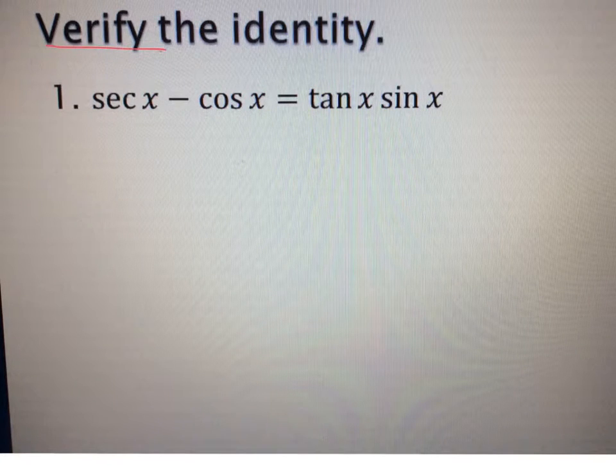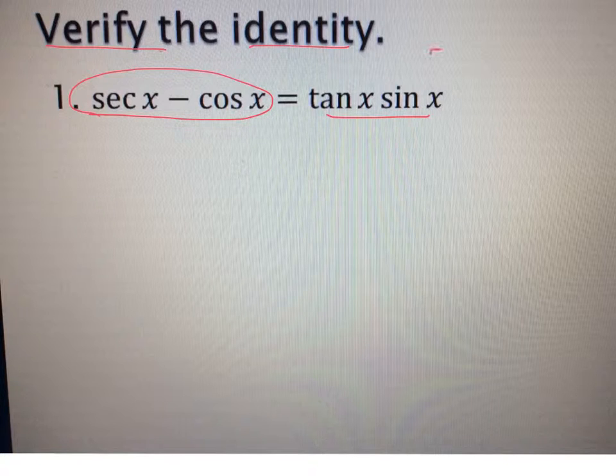They're asking us to verify the identity. So one of the strategies we use is to start with the more complicated side and transform it step by step into the right-hand side. One of the strategies that we use was to express things in terms of sine and cosine only, and that can help us see what cancels and simplify.